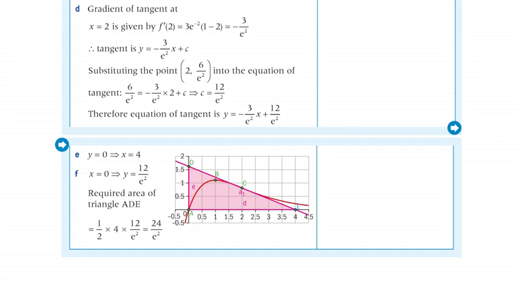F. With this information, you can sketch the required triangle and calculate the area of triangle ADE. The required area of triangle ADE equals a half multiplied by 4 multiplied by 12 divided by e squared equals 24 divided by e squared.